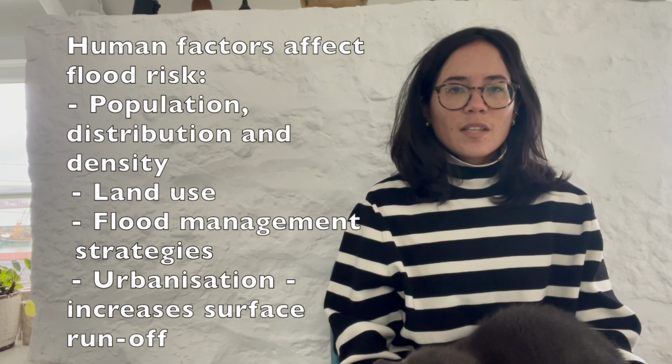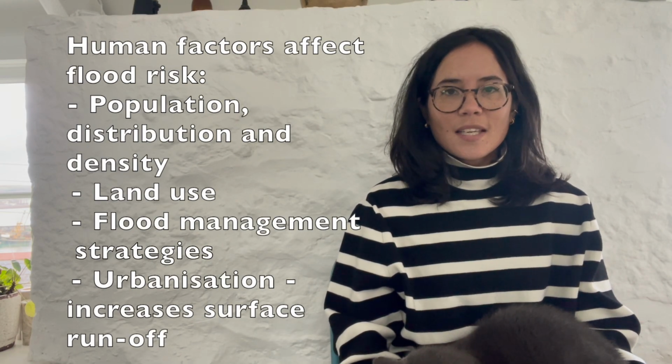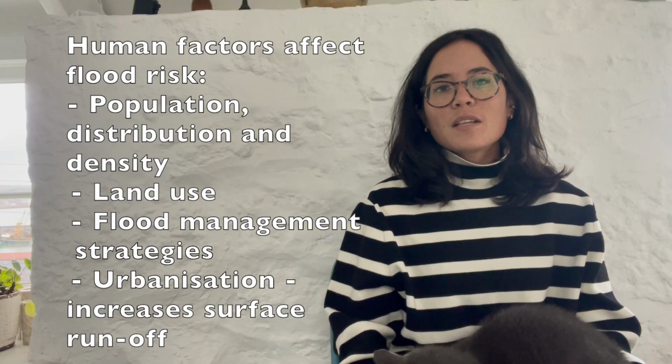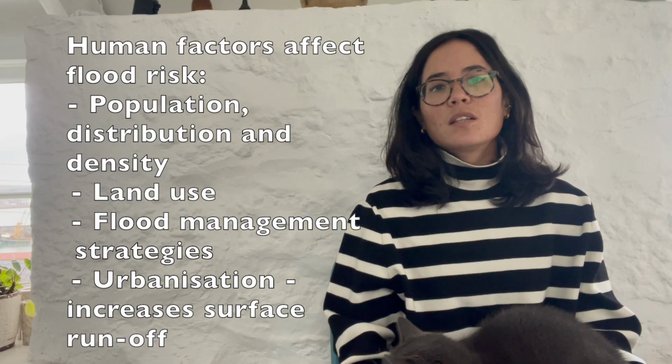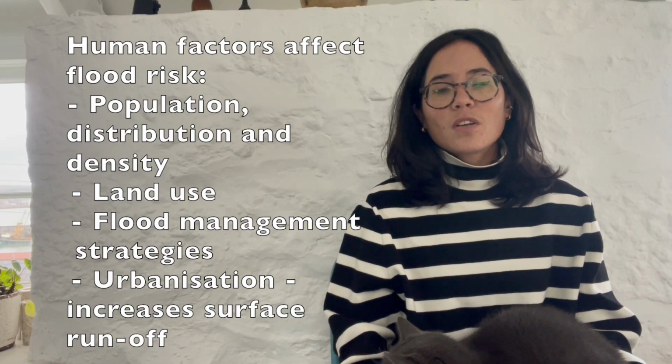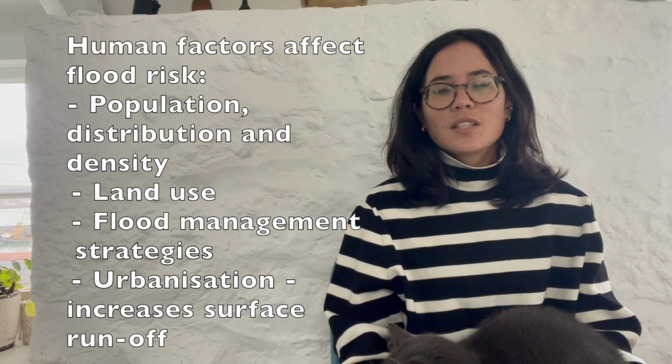What human factors affect the risk of flooding? Well, firstly, the population distribution and density, various land use, flood management strategies. So if you've got hard engineering structures in place, such as flood walls, that will decrease the chance of flooding. Embankments, allowing salt marsh regeneration. Again, this will reduce the chance of flooding, and we'll look at this in great detail in another video.